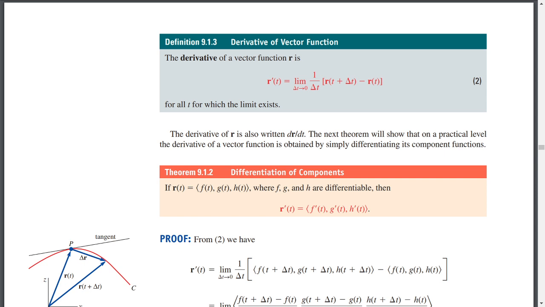The derivative of a vector function r is given by r dash of t equal to limit delta t tends to 0 of 1 by delta t times r of t plus delta t minus r of t, for all t for which the limit exists. So this is the definition of the derivative of a vector function. Also note that we can denote the derivative of a vector function r using dr by dt instead of r dash of t.